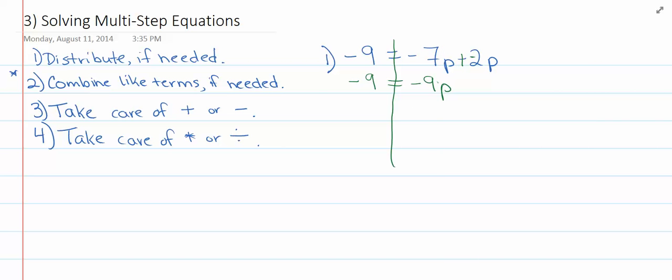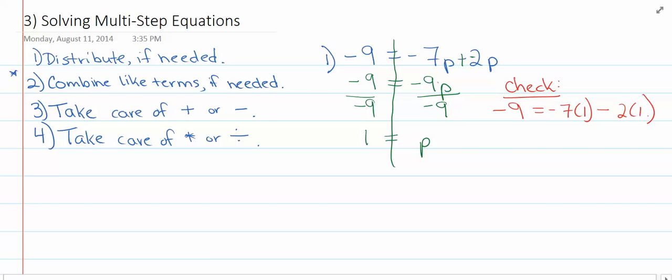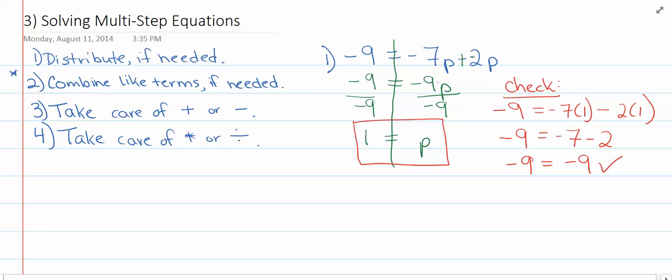Oops. So I need to get rid of it. So the opposite of multiplying by 9, or the inverse operation, is going to be to divide both sides by -9. So therefore p is going to equal 1. Let's check our work, make sure that we did everything correct. When I plug it back in, I have -9 and then -7 times 1 in the place of p, minus 2 times 1. So when I work through it, I get -7 minus 2, and we know that -7 minus 2 is -9, so my answer looks good.